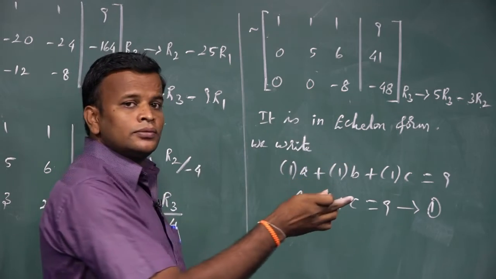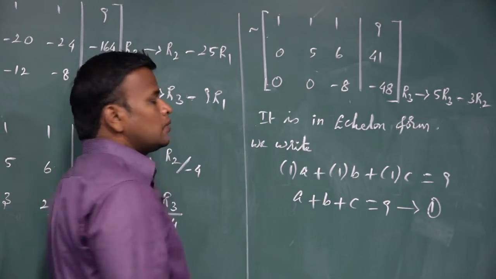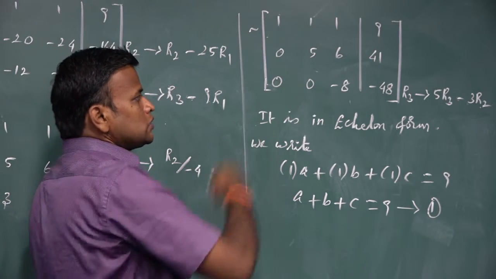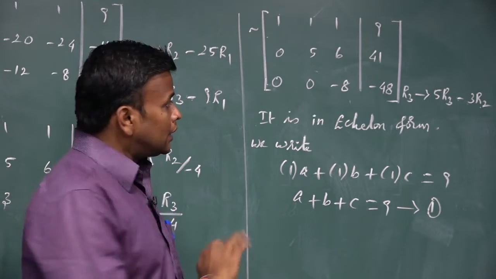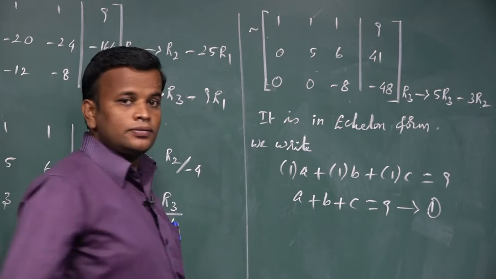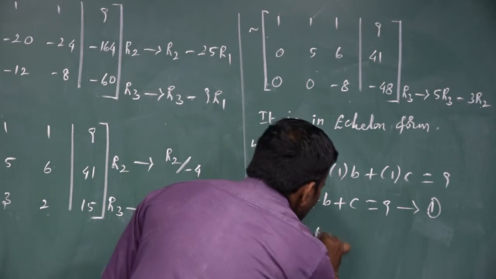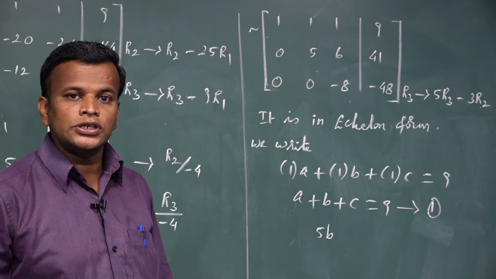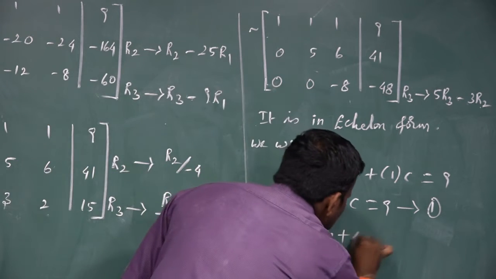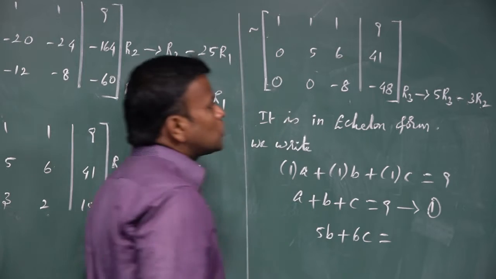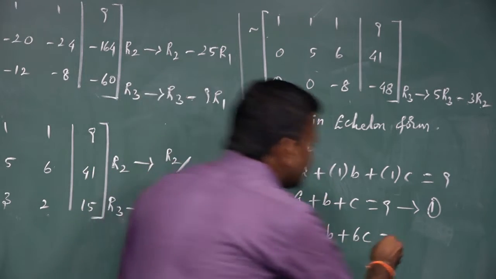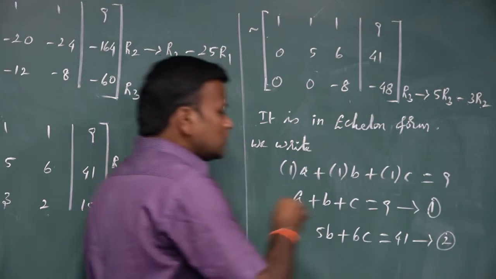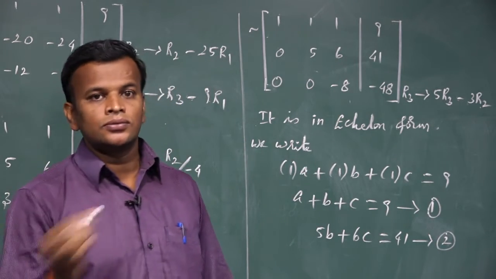Now the second row. First one is 0. You know very well 0 into A is 0. Second one is the coefficient of B. I directly write, what is the element here? 5. 5B. Next one, 6. 6 is the coefficient of C, plus 6C, whose corresponding element of RHS is 41. I use this equation also, so I put it as 2.